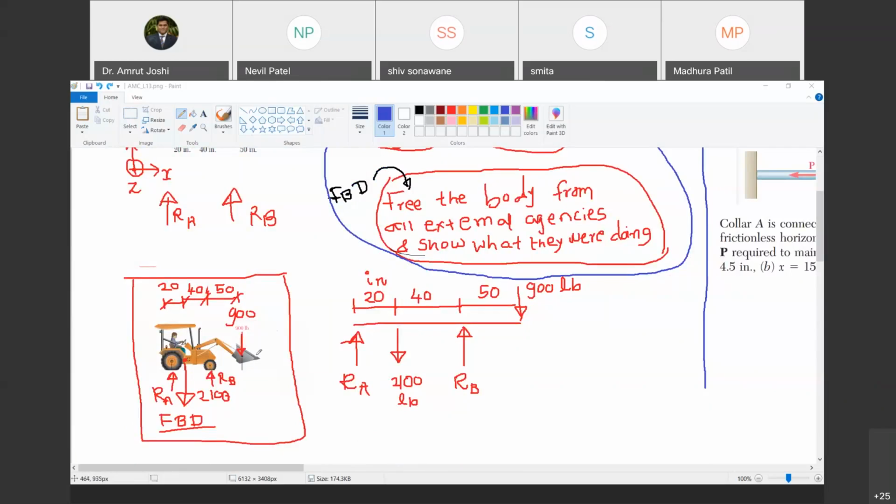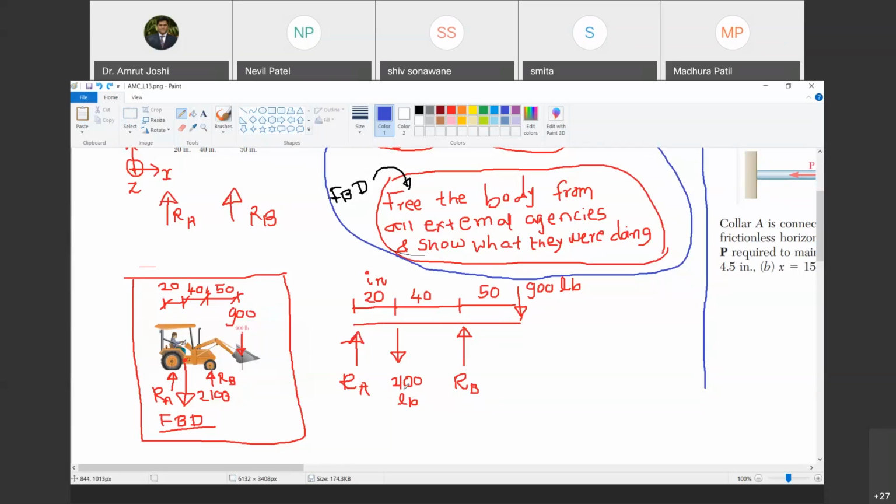Look here, is the y distance of any object given anywhere? Madhura, tell me, is the y distance given here anywhere? That means, is the distance of this CG with reference to the ground given in the problem? No, sir. Are you with me? So therefore I can safely idealize this body as a 1D body. I have assumed 1D, and then I have shown just a line to represent this tractor. Then this is RA, this is RB and 2100.